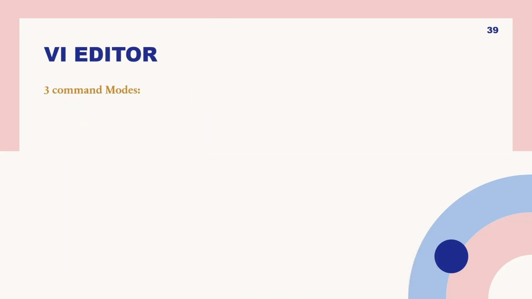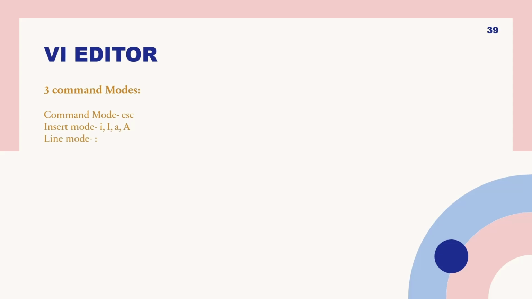So in VI or Vim, we have three types of mode. First one is command mode. You can change to command mode by pressing the escape key. Then we have insert mode. Whenever you press small i, it will insert at the cursor position. If you enter capital I, then it will insert at the beginning of the line. The small a is for appending after the cursor position, and capital A for appending at the end of the line.